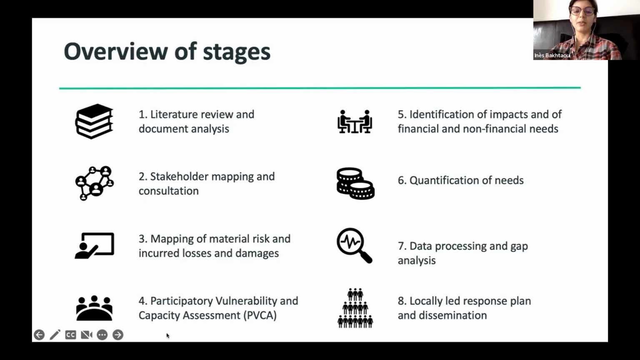The second phase is about identifying climate impacts, identifying losses and risks and areas of vulnerability through several rounds, so that is points 3, 4, and 5, which is mapping of material risks and incurred losses and damages, a participatory vulnerability and capacity assessment, and an identification of impacts of financial and non-financial needs. And finally, the last step is the quantification and the application of those findings. So it's about putting a number on what those losses and damages cost and what actions are required to mitigate them and how much those actions potentially cost. So that would be the data processing and gap analysis.